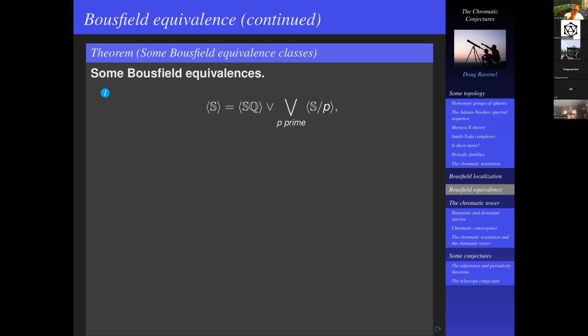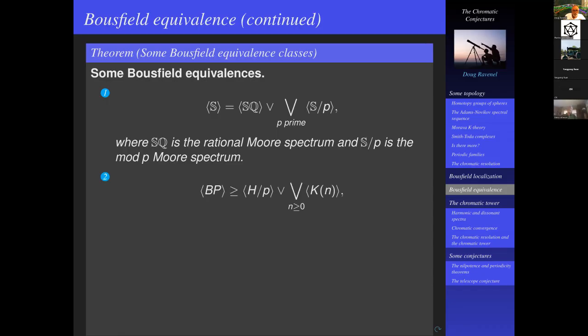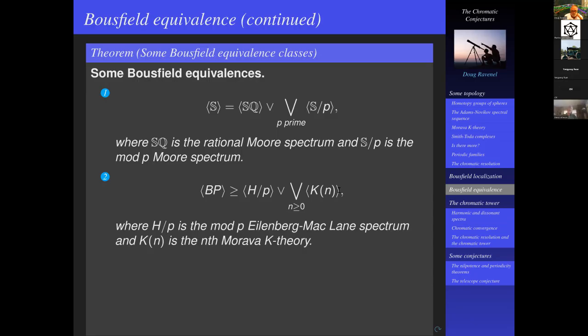And it turns out that the smash product of any two of those wedge summands is contractible. Here's another one. The Bousfield class of BP dominates this. H mod P means the mod P Eilenberg-MacLane spectrum, and Kn is the Morava K theory that I mentioned before. And then a third one is that this Johnson-Wilson gadget E of n is Bousfield equivalent to the wedge of the first n+1 Morava K theories.